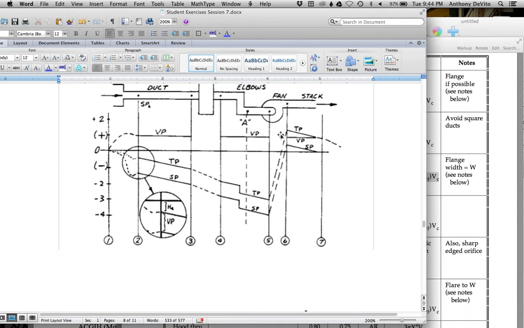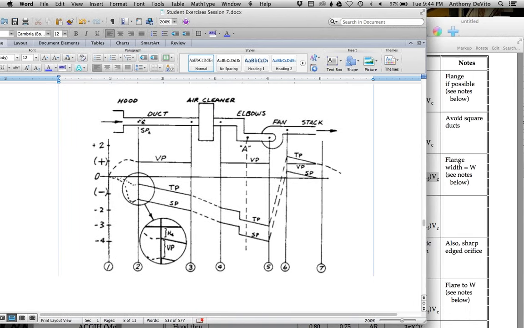Okay, so now that we've done that, let's take a look at a duct system. Here's a typical duct system. What do we got? We got a hood, we got some duct, we got an air cleaner, we got elbows, we got a fan, and then we got a discharge from the fan, which goes to a stack. This chart describes the changes in total pressure and static pressure.